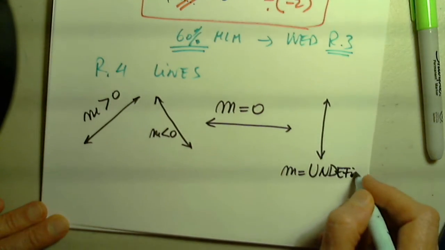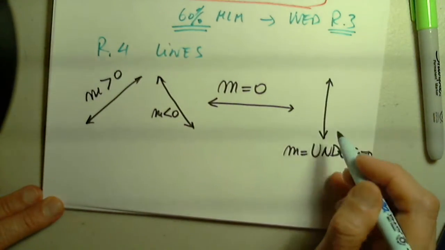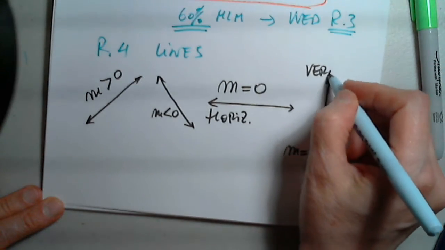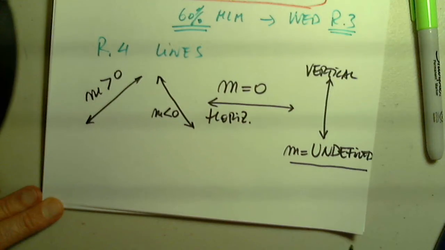We like to write or say undefined. No slope. A vertical line has no slope. So this is horizontal, and this is vertical. No slope. We like to say undefined.